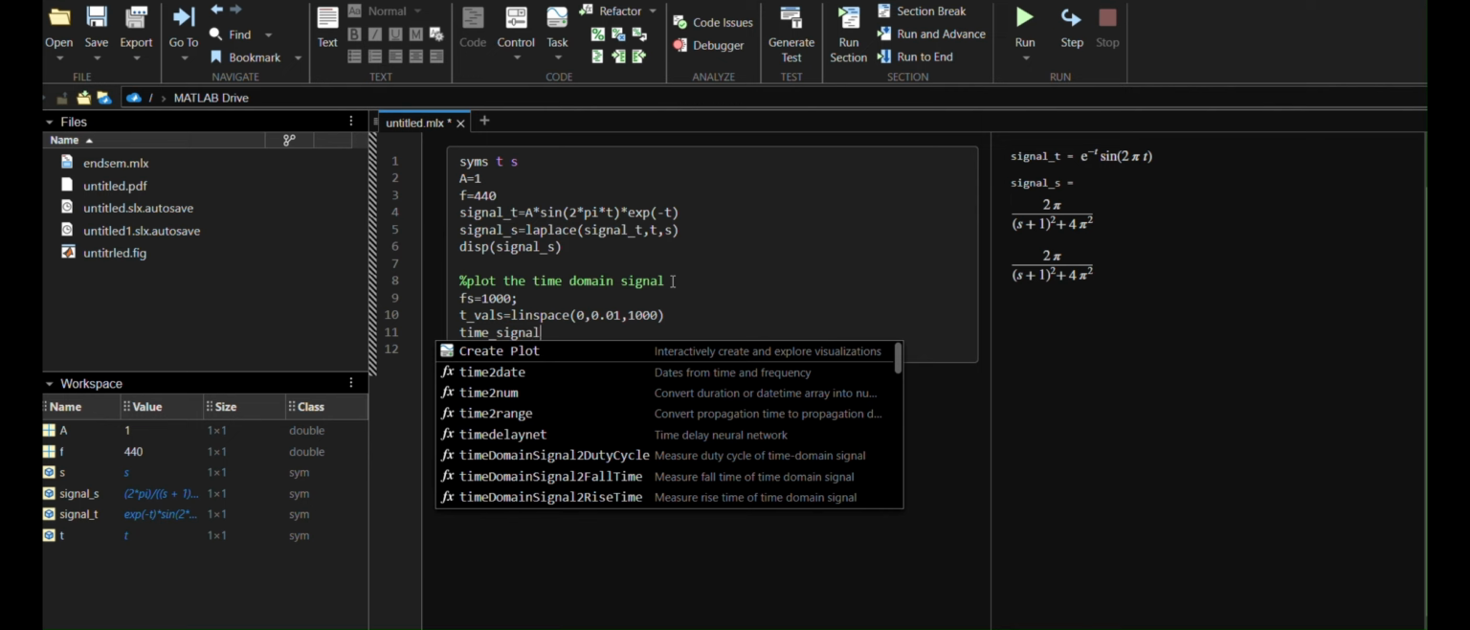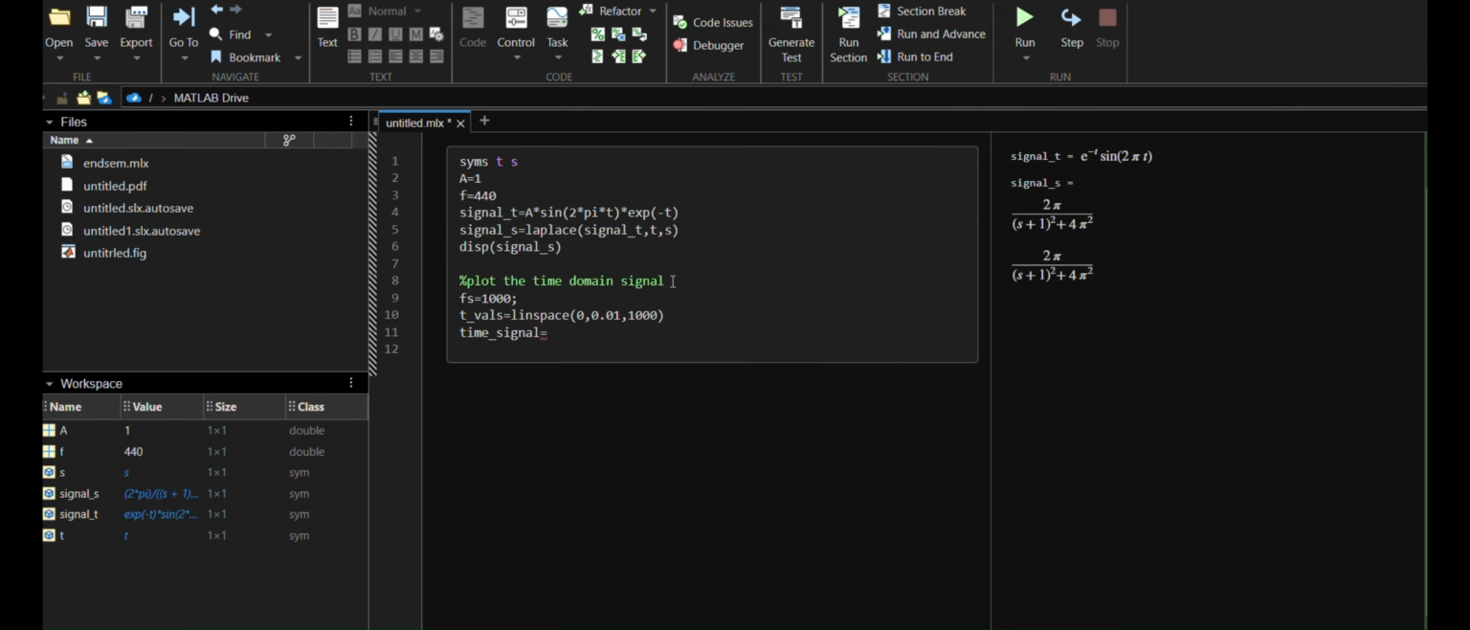will plot like that. Time signal is equal to, now call upon the function. So this is a function, you know. I copied it and pasted it again. So instead of t, I put t vals because now I take the random values. Similarly, it displays also. So t vals.